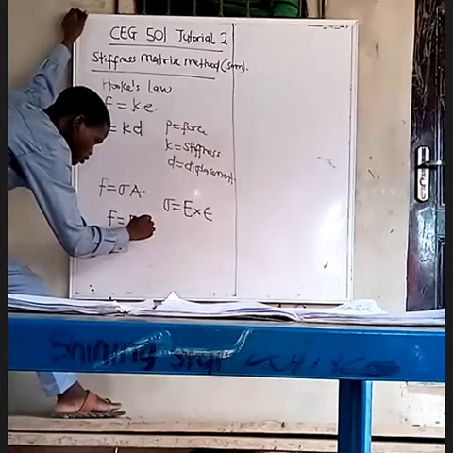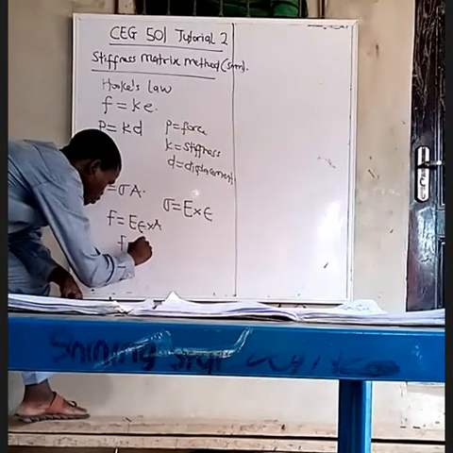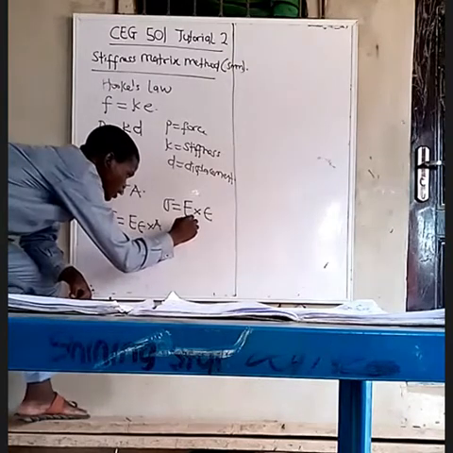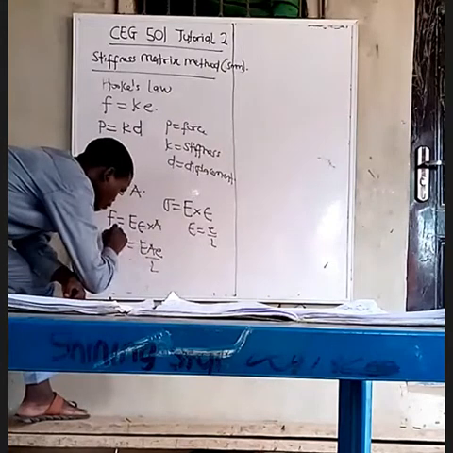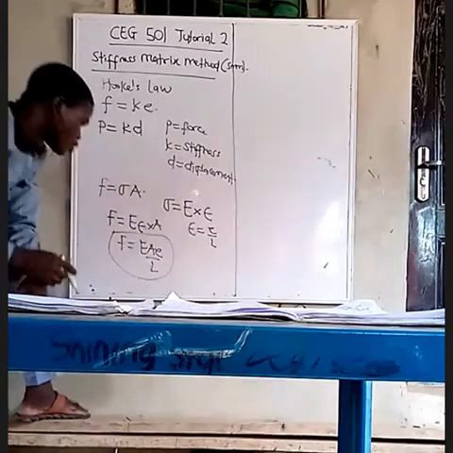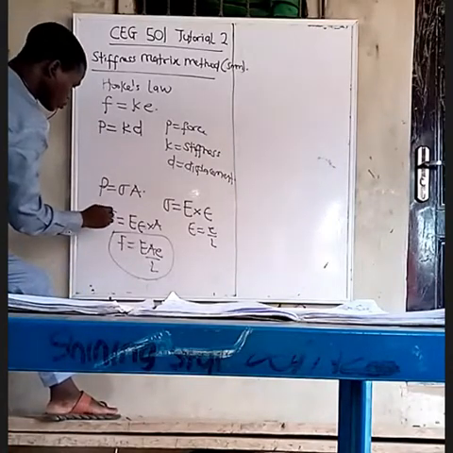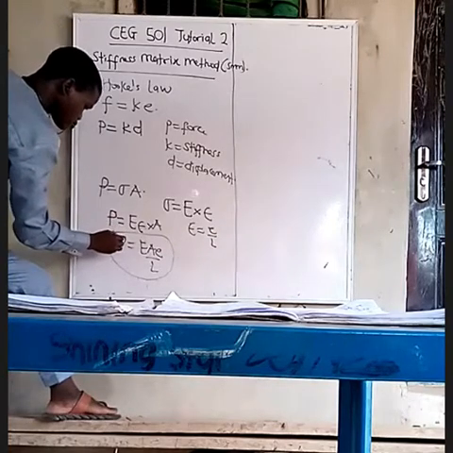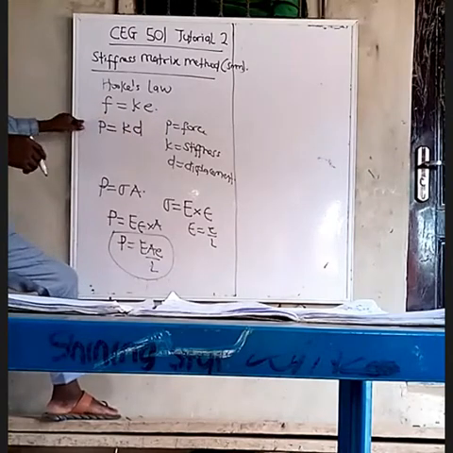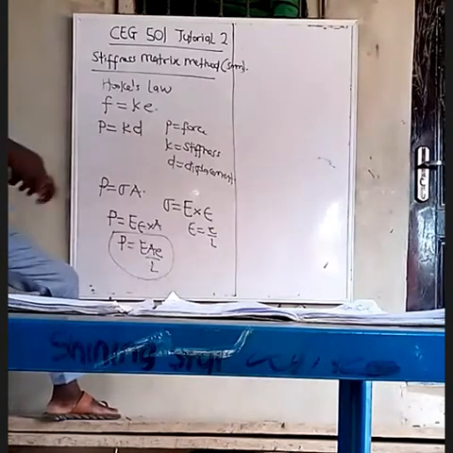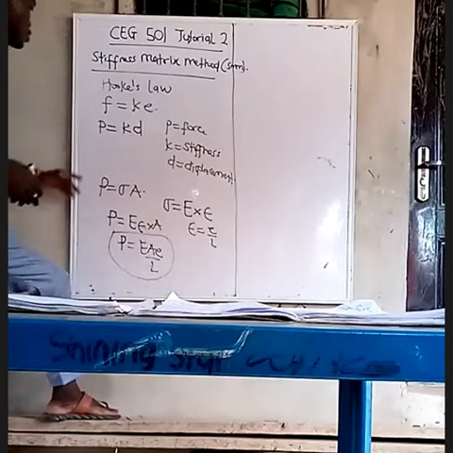So if we bring them together, you can say F is equal to E times strain times A. We also know that strain is the same thing as delta over L. So we have EA delta over L. Let me use P for F so that you will not be confused with so many Fs. Now, if you compare the fundamental equation of the stiffness matrix method, because it is from this that we move up.